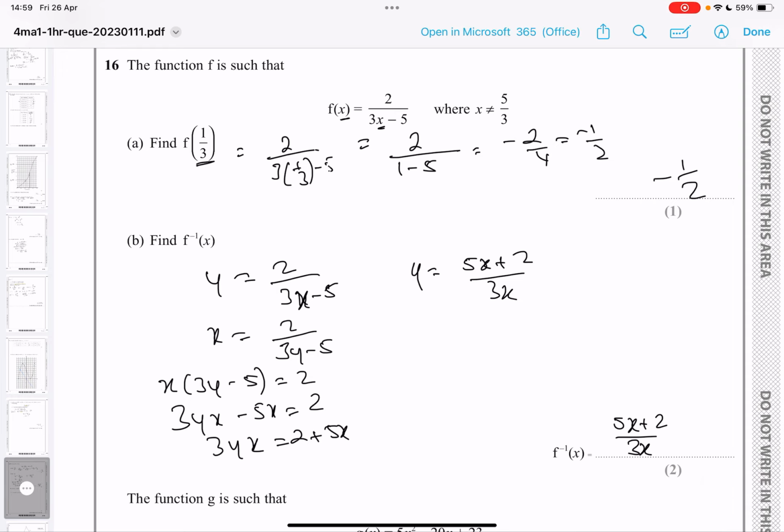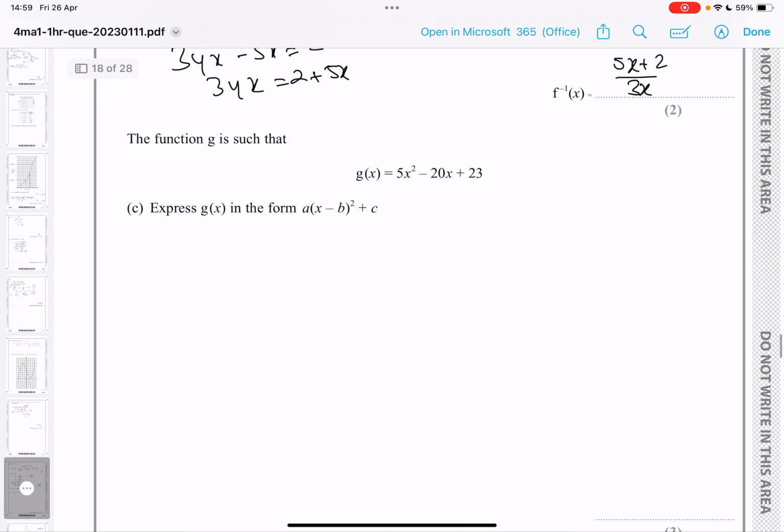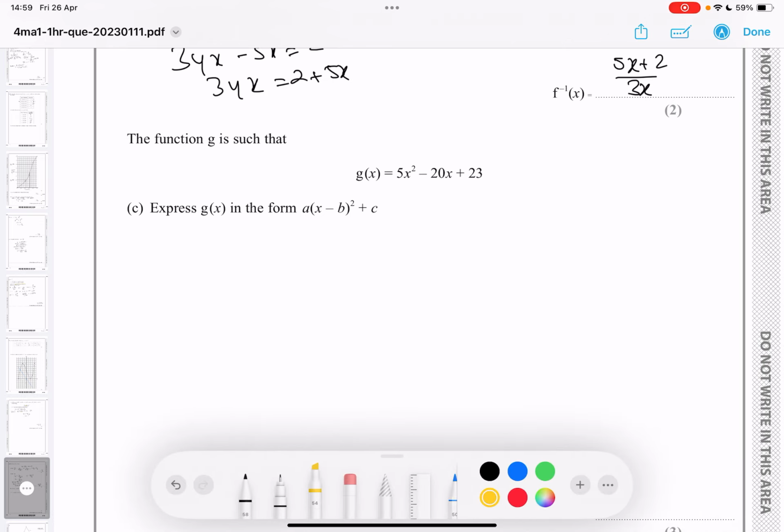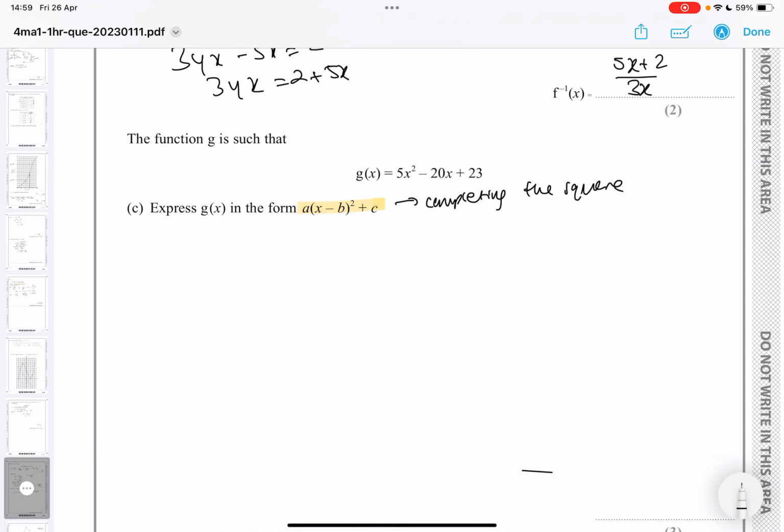Next question. The function g is such that g of x equals 5x squared minus 20x plus 23. Express g of x in the form a(x minus b) in brackets squared plus c. So as soon as you see this format, you have to think completing the square. Okay? So all you need to do in this question is just complete the square for g of x, and that'll give you the answer in this format.